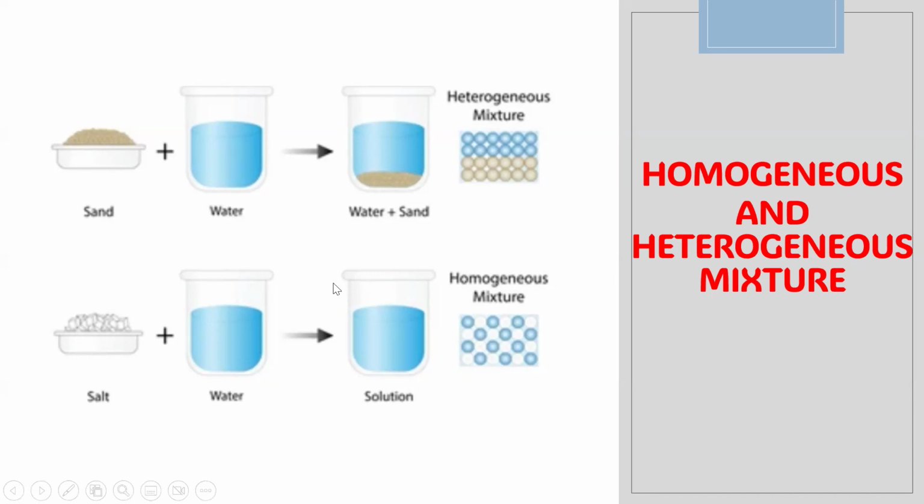Okay, but in the case of a homogeneous mixture, see here, salt is mixed with water, and here is a solution. I cannot see the salt in the solution separately, right? And it is a single phase mixture, that is called a homogeneous mixture.